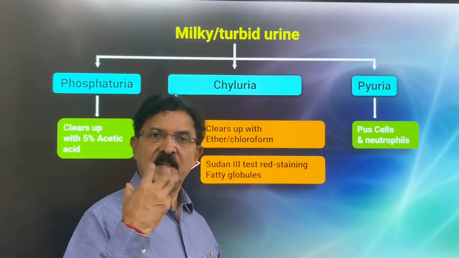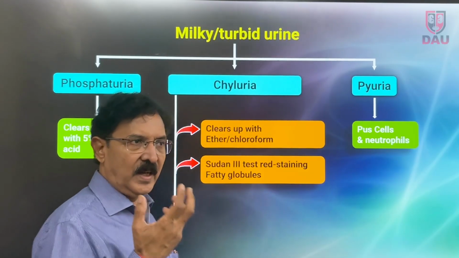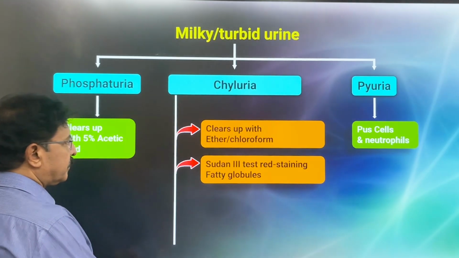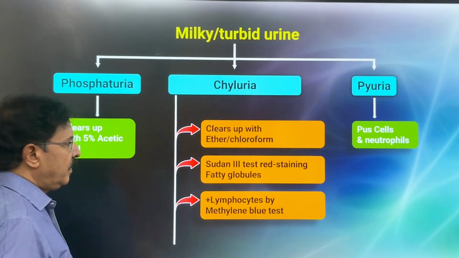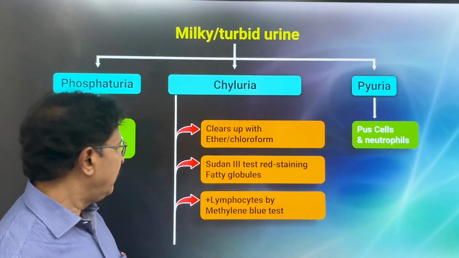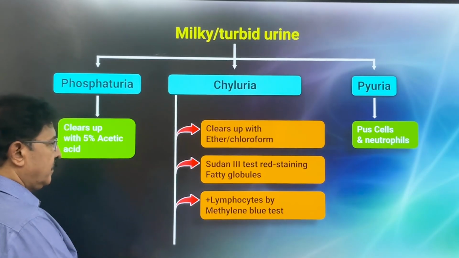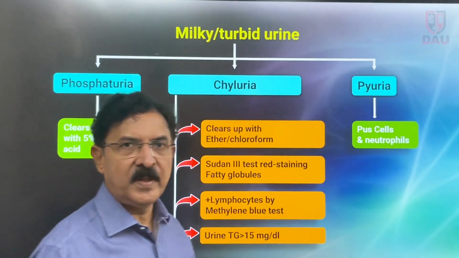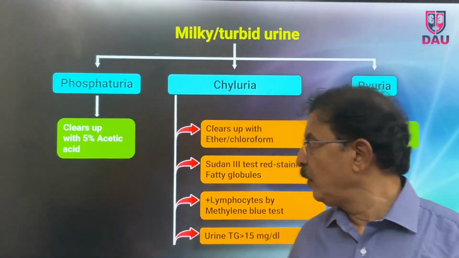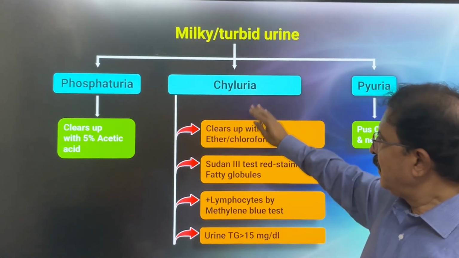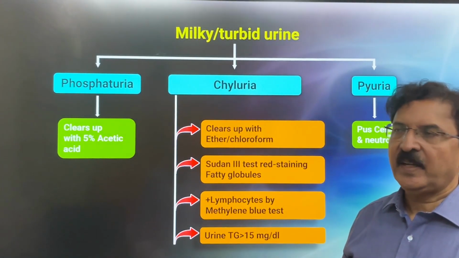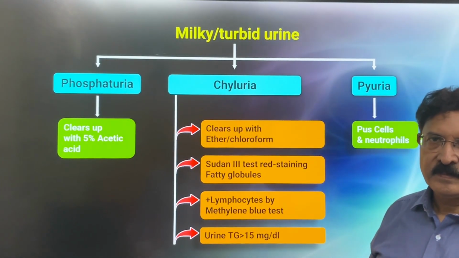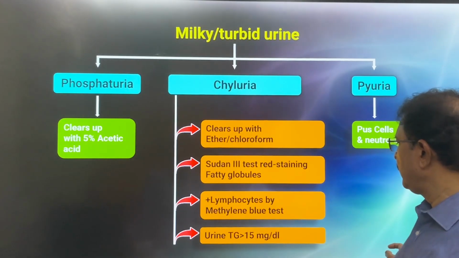The patient was given Sudan 3 labeled fat to eat, and then it would come out in the urine, and the patient would pass pinkish white urine. We demonstrate lymphocytes in urine by the methylene blue test, and then we demonstrate urine triglycerides more than 15 milligram per deciliter. If all four of these are present, we confirm that the patient has chyluria, not phosphaturia or pyuria. So it's pretty simple.